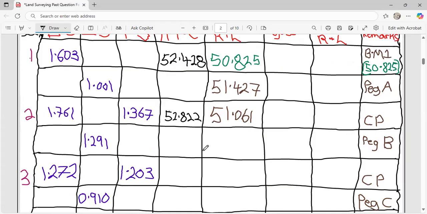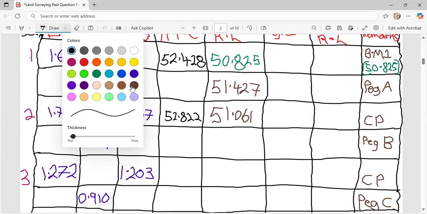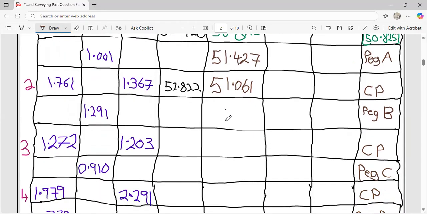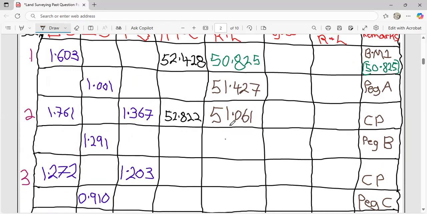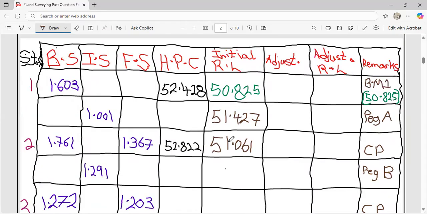The next thing we are supposed to do is that in the next row, because there is no backside, we will not calculate any HPC over here again. But rather, we are only going to find our next reduced level. Okay. And the formula for the next reduced level is what? We said that to get our initial reduced level, we have to subtract either the intermediate sight or the foresight from the HPC.